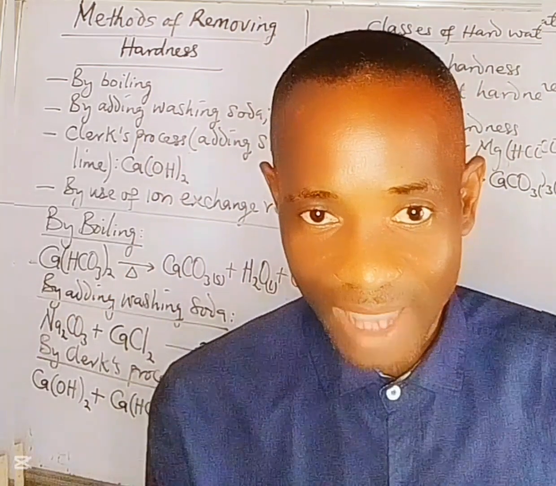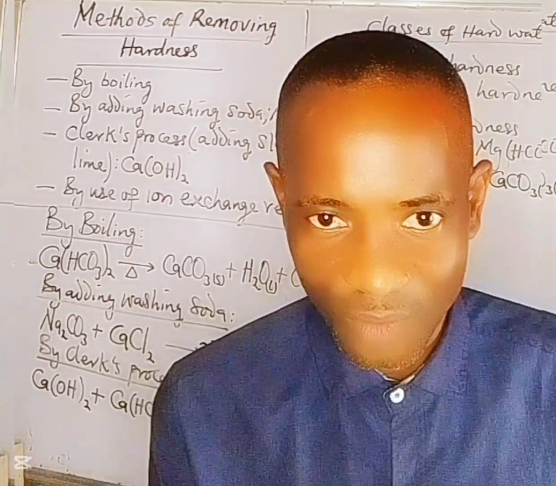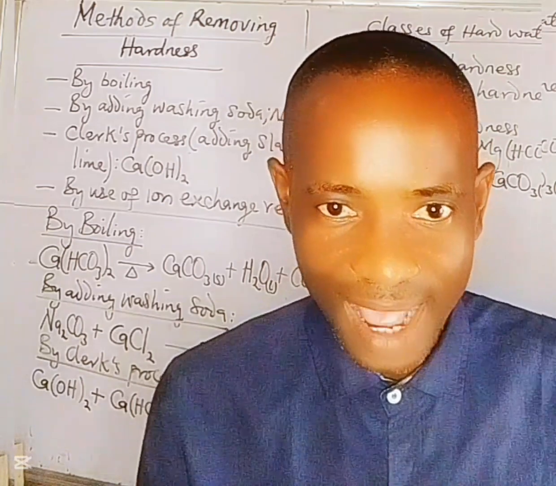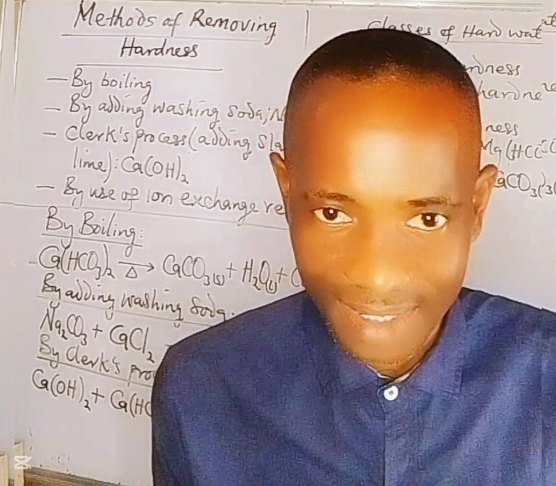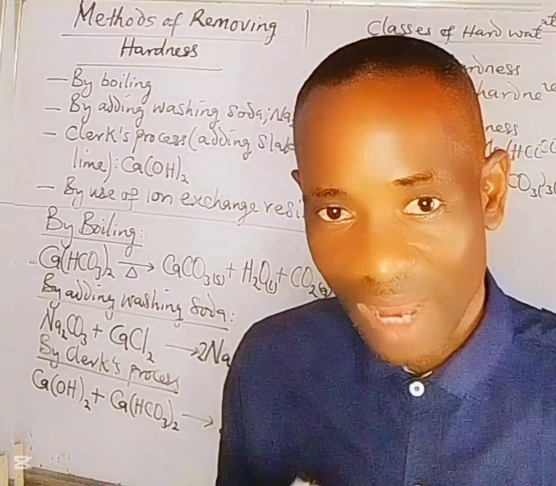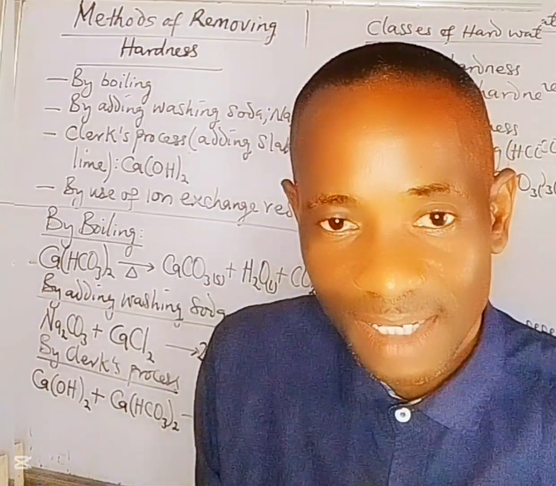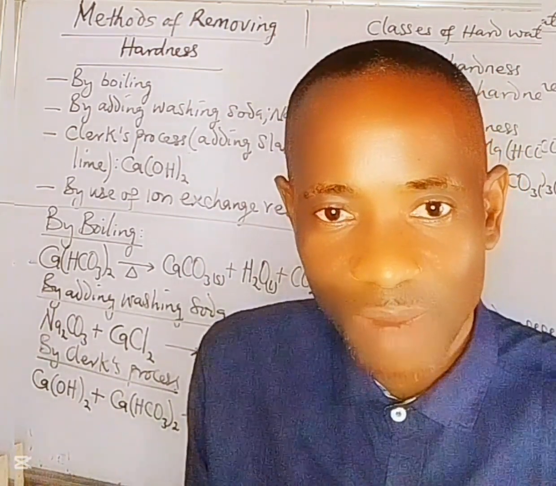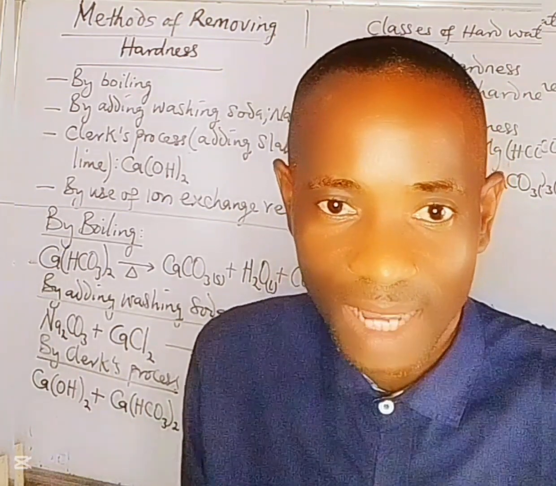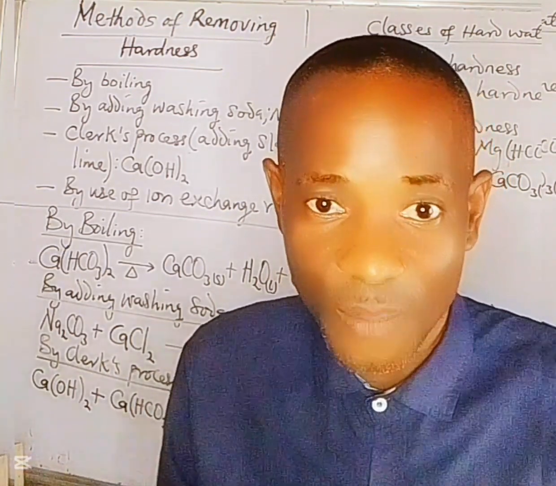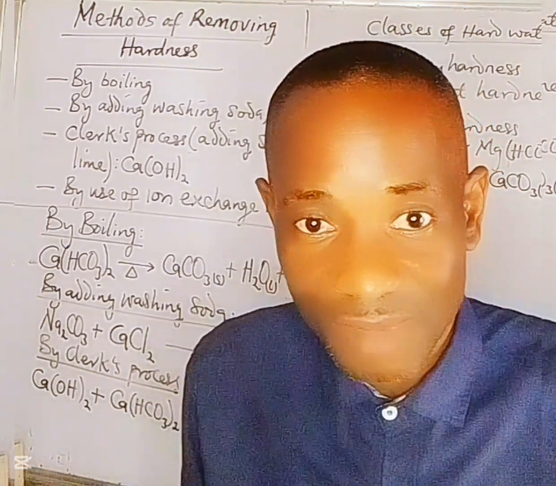The next method of removing hardness of water is by what is called ion exchange resin. This is just like an equipment where you introduce the hard water, and what the equipment does is to exchange calcium or magnesium ions with more desirable ions like sodium ion or potassium ion, and the water becomes soft.